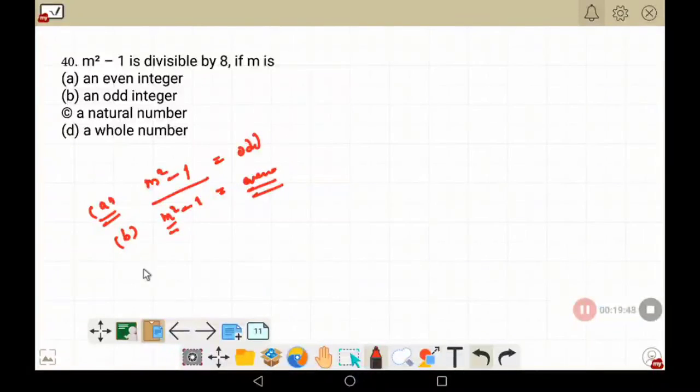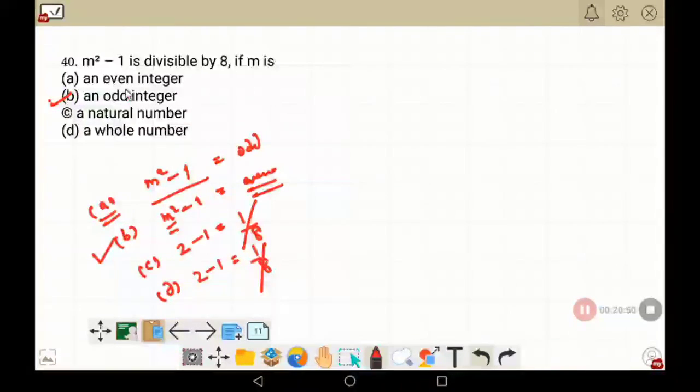OK. C, a natural number. Take a natural number 2 or 3. Take 2. If you subtract 1 from 8, you will get 7. Is it divisible by 8? No, it is not divisible by 8. So C is not the answer. Next D, a whole number. Again 2 is a whole number. If you subtract 1 from it, you will get 3. Again it is not divisible. So B is the answer. That is an odd integer. If you put the value of an odd integer into m, then m square minus 1 must be an even number, and it must be divisible by 8.